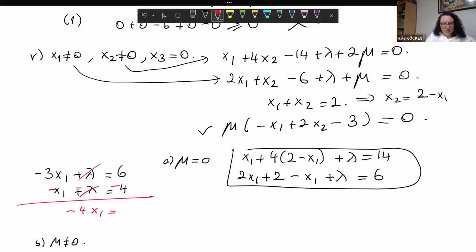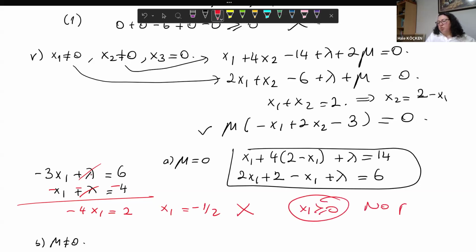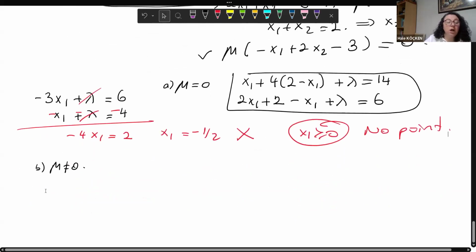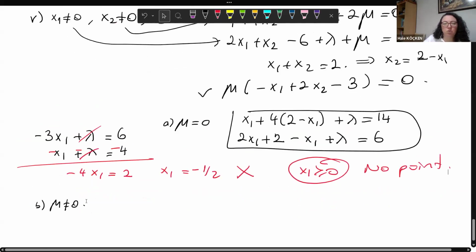Minus 4x1 is equal to 2. x1 is equal to minus half. x1 must be greater than or equal to 0, so I'm crossing this out. No point comes from this sub case. I will investigate mu different from 0.